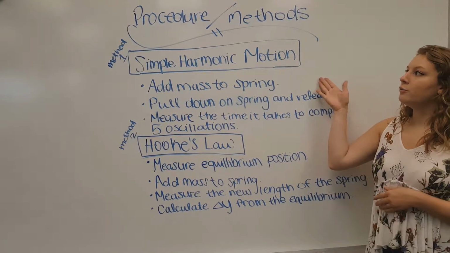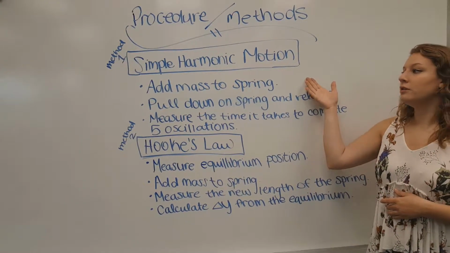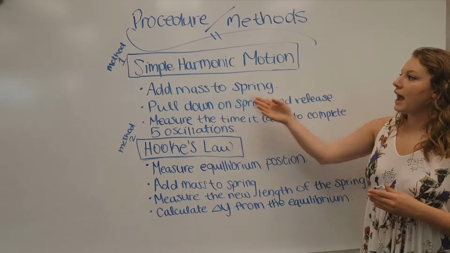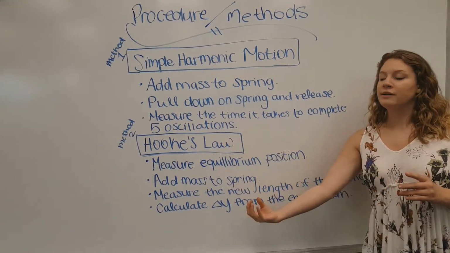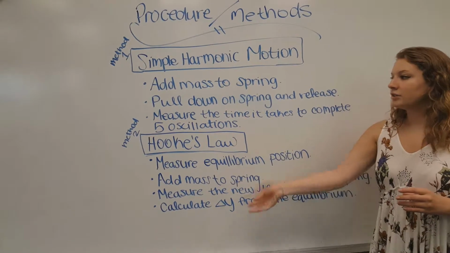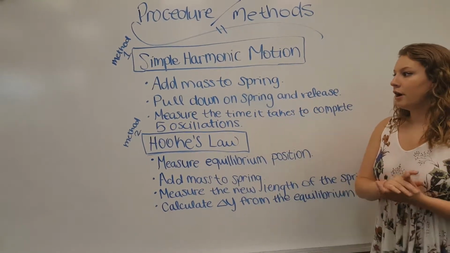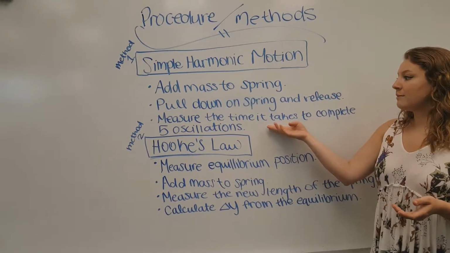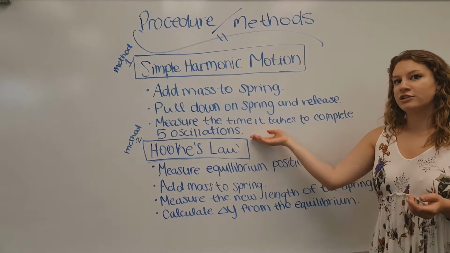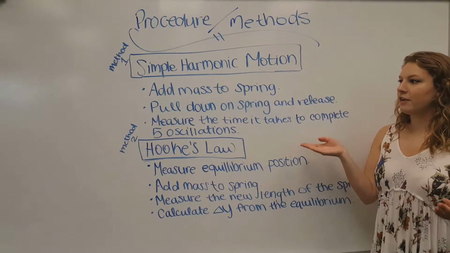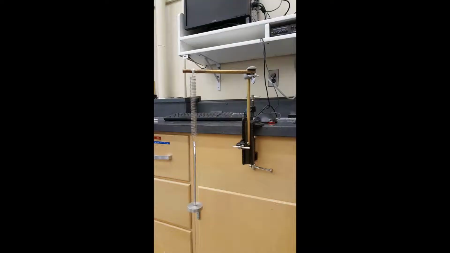For method one, we're using simple harmonic motion. To do this, we added mass to the spring and pulled the spring down and released to create an oscillation. We measure the time it takes for the spring to complete 5 oscillations, and from there we can calculate the period.